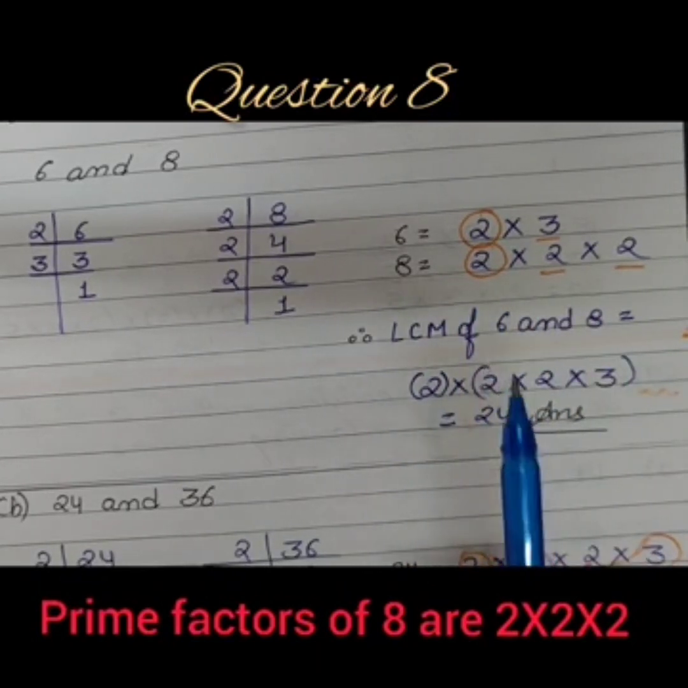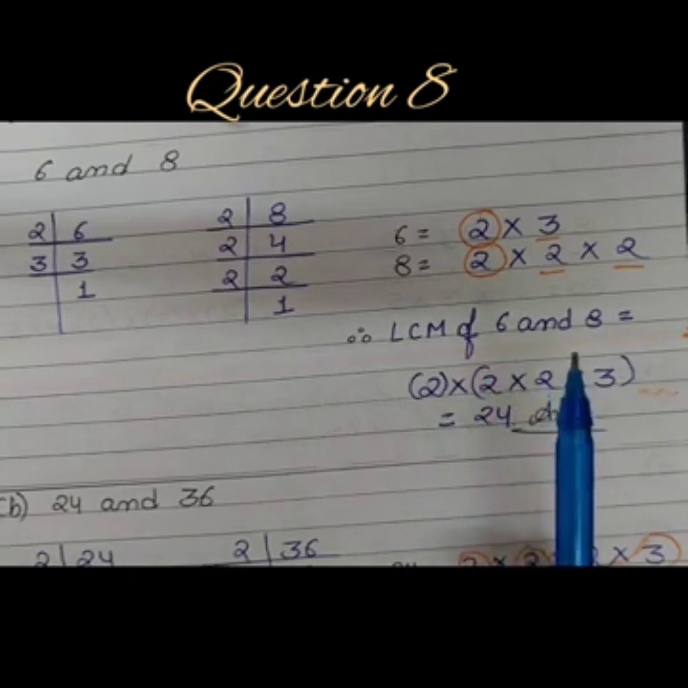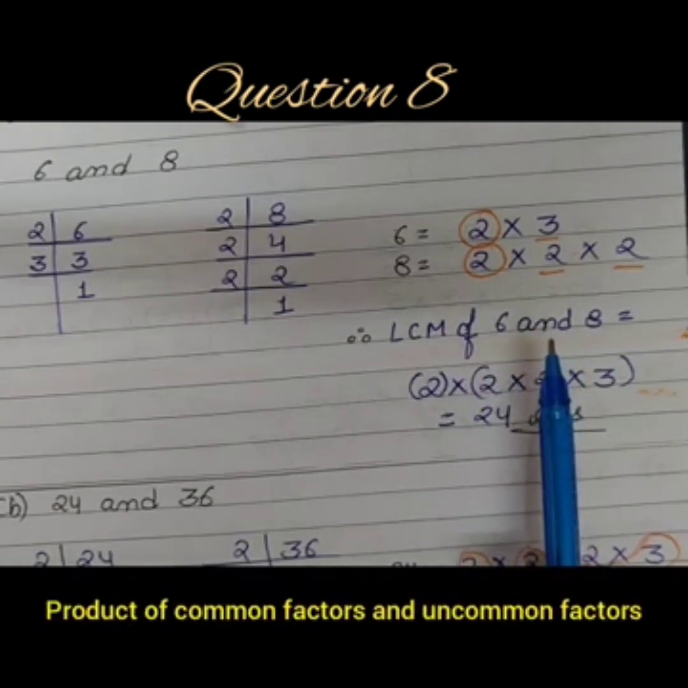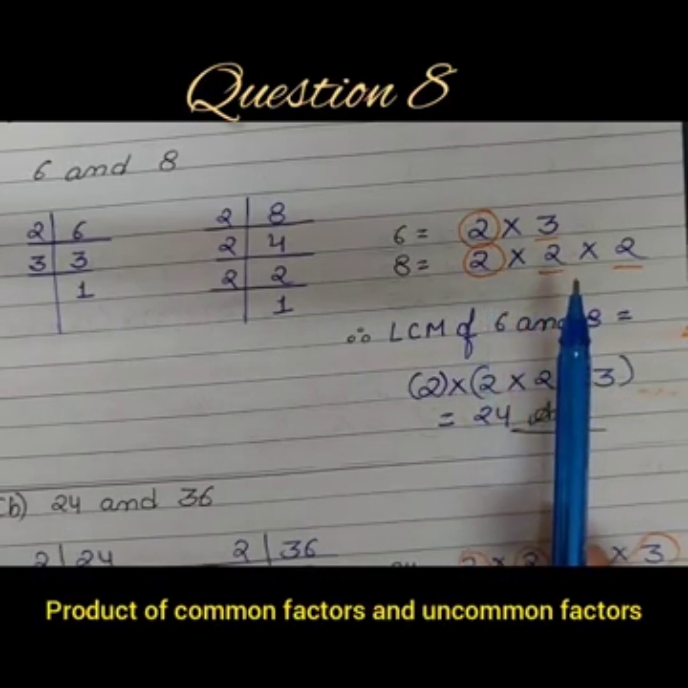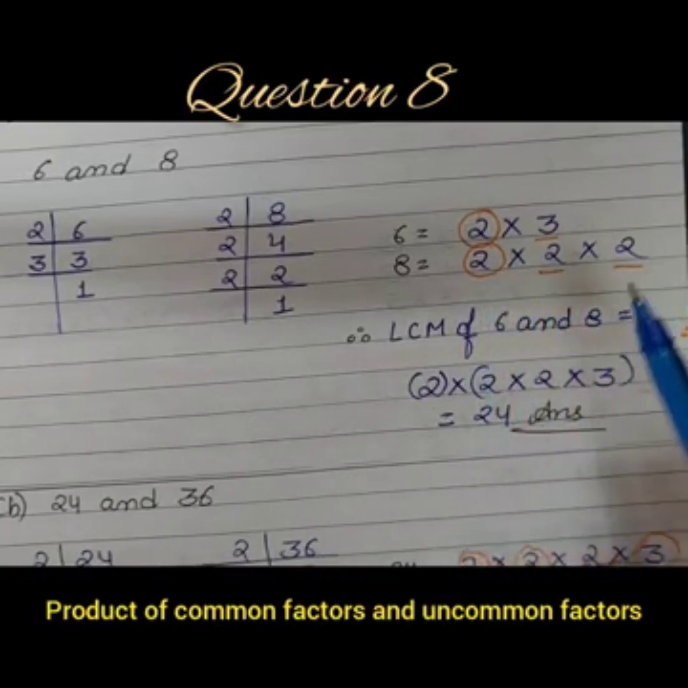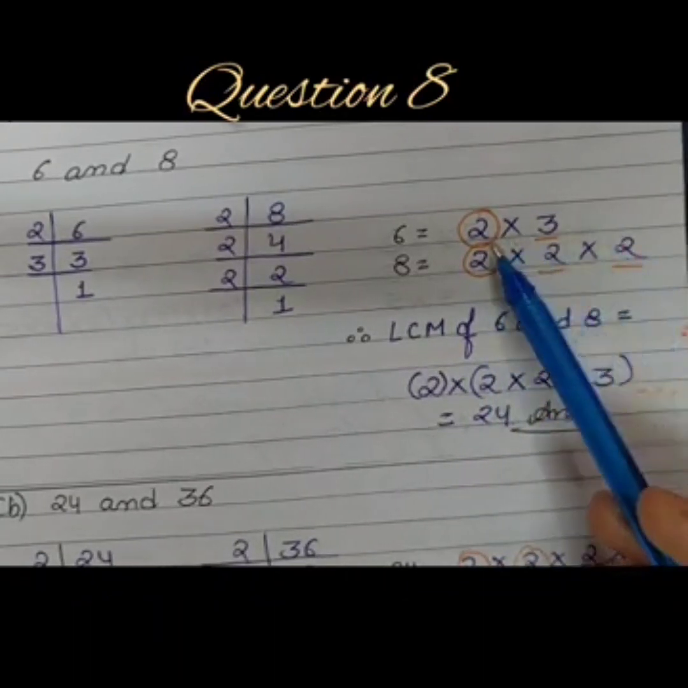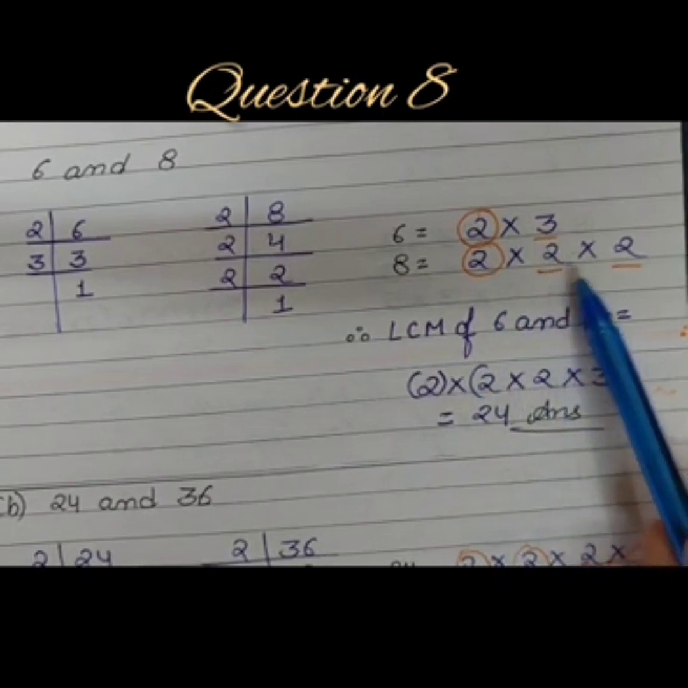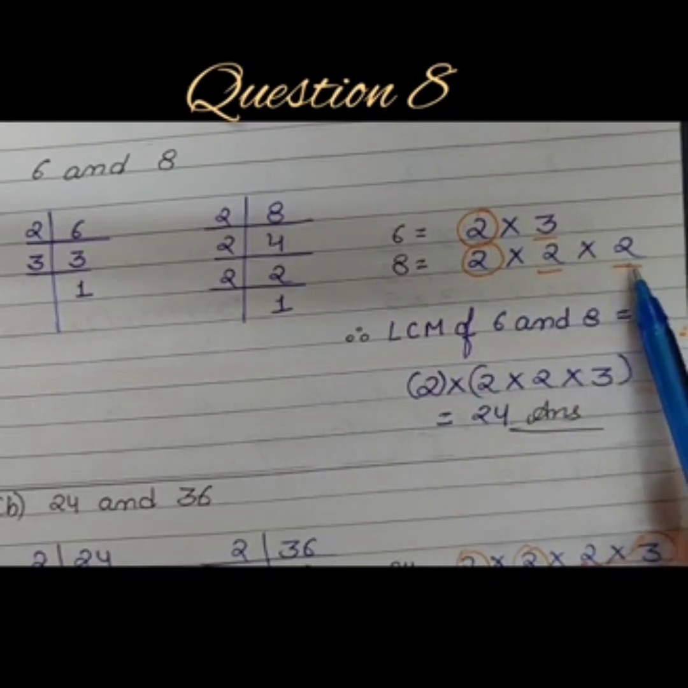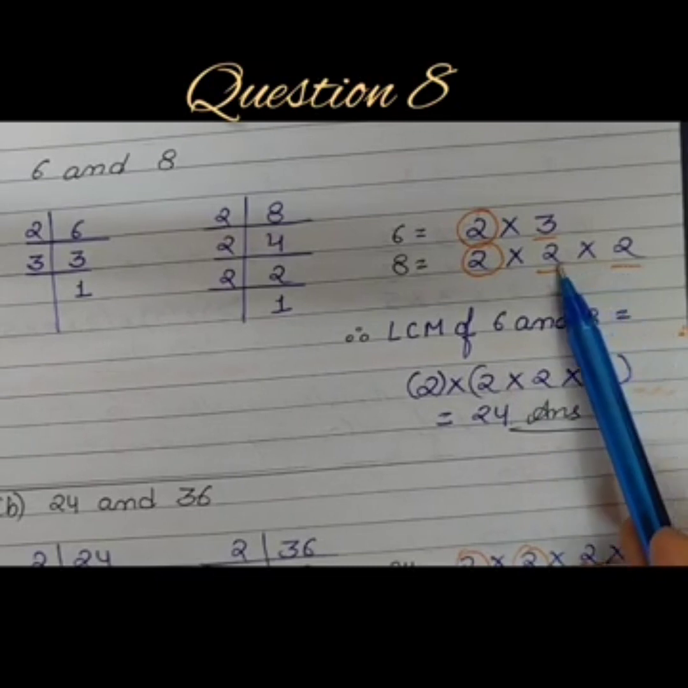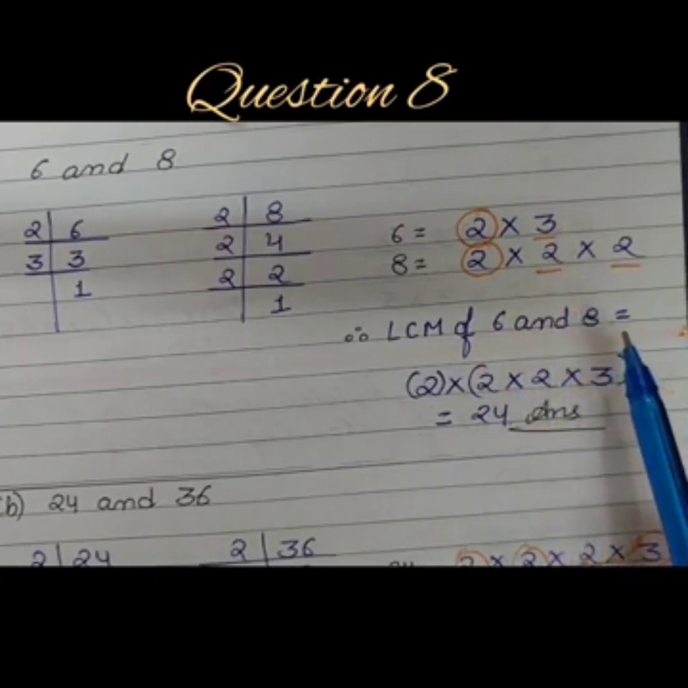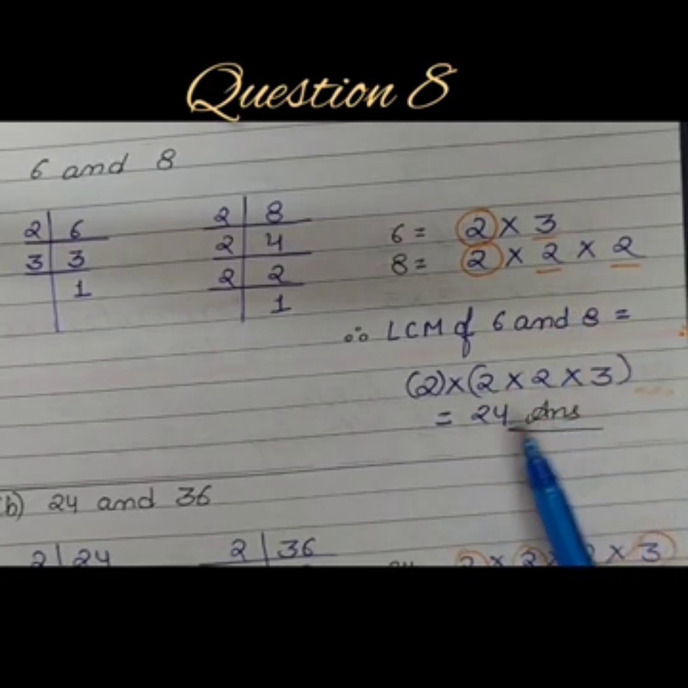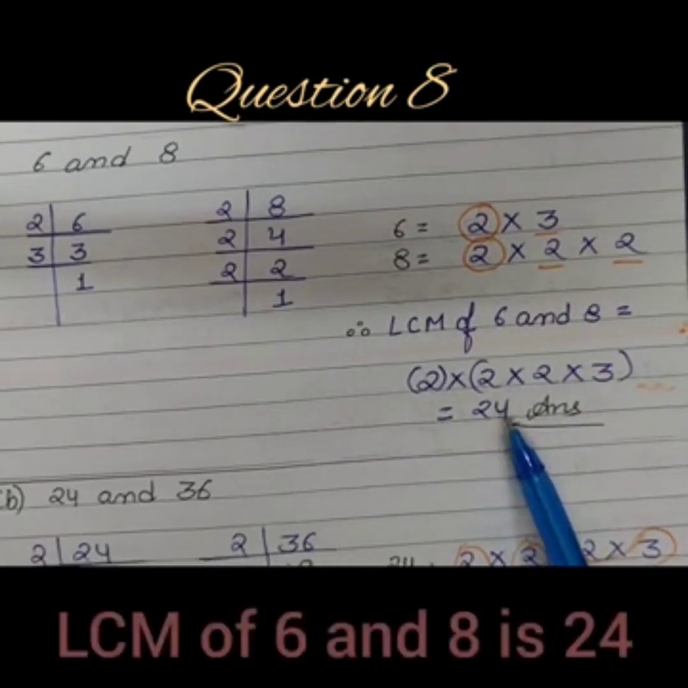Now we have to find the LCM. Remember, LCM is the product of common factors and the uncommon factors. So first encircle the common factor. So 2 is our common factor. Write it separately. Now underline the uncommon factors. The uncommon factors are 2 into 2 into 3. Now the product of common factors and uncommon factors is 24. So let's start.